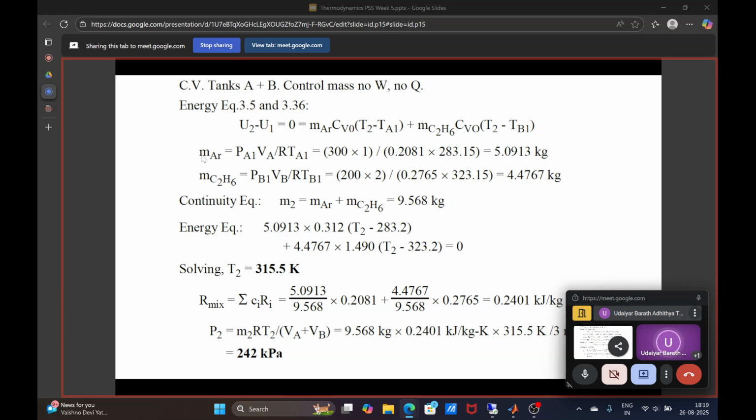Similarly for ethane, mass is again PV by RT. Substituting the values, pressure of 200 kilopascal, volume of 2 meter cube, R is 0.2765, and 273.15 plus 50 for the temperature, gives the mass of ethane as 4.4767 kg. If you apply the mass balance, initially argon and ethane are present individually. Once the valve is opened they form a uniform mixture, but the mass remains the same. So the total mass is 9.568, the sum of the individual masses.